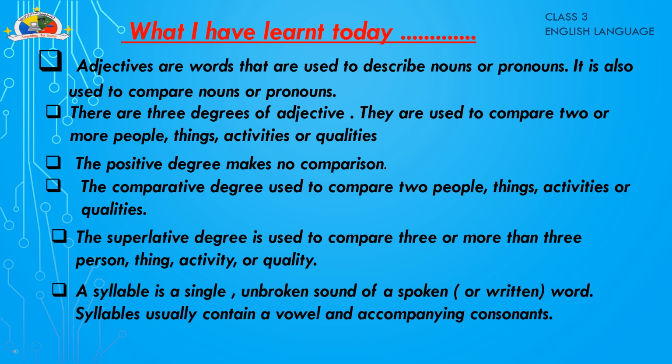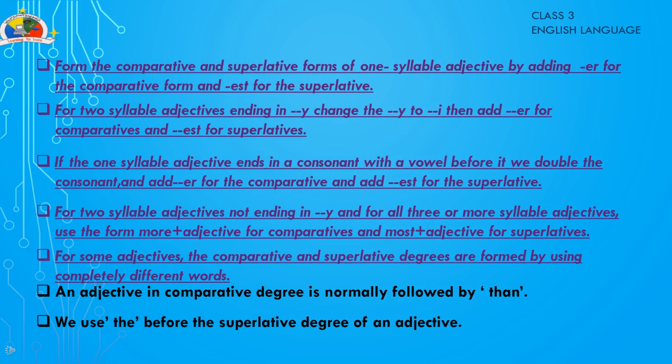A syllable is a single unbroken sound of a spoken or written word. Syllables usually contain a vowel and accompanying consonants. Form the comparative and superlative forms of one syllable adjective by adding er for the comparative form and est for the superlative. For two syllable adjectives ending in y, change the y to i, then add er for comparatives and est for the superlatives. If the one syllable adjective ends in a consonant with a vowel before it, we double the consonant and add er for the comparative and add est for the superlative.